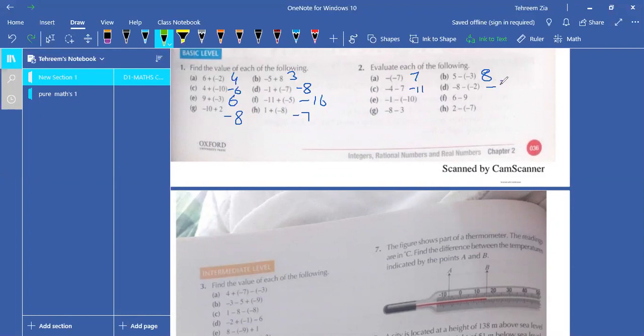Okay, it's minus 8 and minus minus plus 2. So it would be minus 6. Okay, minus 1 and plus 10. 9. Minus 8 minus 3.